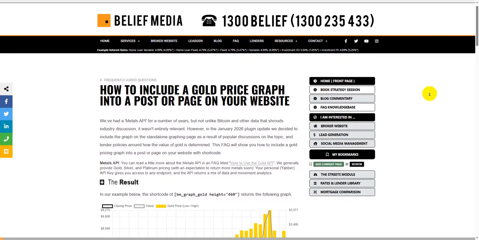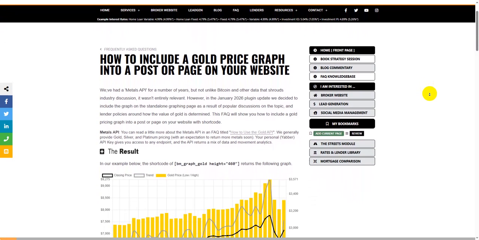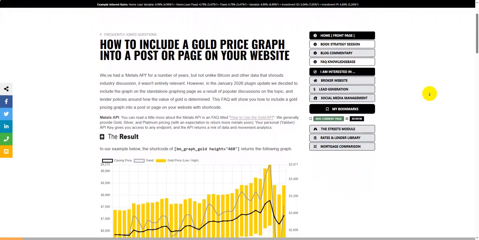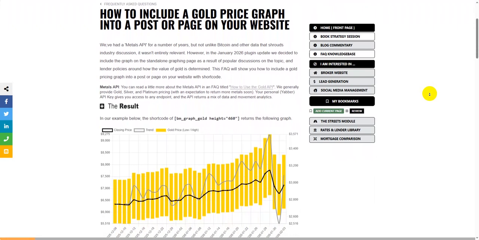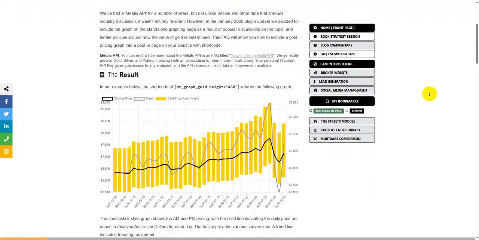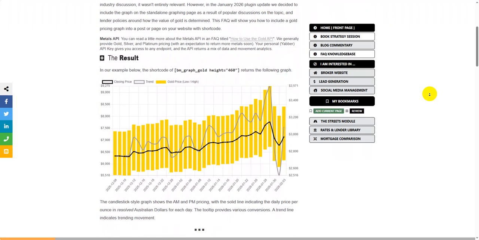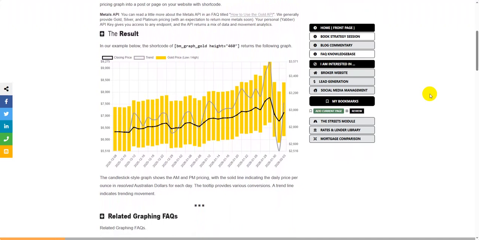In this video we're going to look at how to include a gold price graph into a post or page on your website. The standalone graphing page on your website has reshaped itself a little, and we'll have a look at that. We've also replaced the inflation graph and the RBA graph. Some of this you might have to do yourself unless you submit a ticket and have us do it for you, which may take a little time because it's not essential. I'll just talk a little bit about those changes.